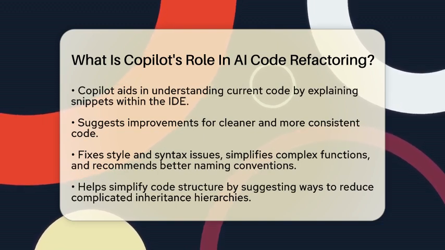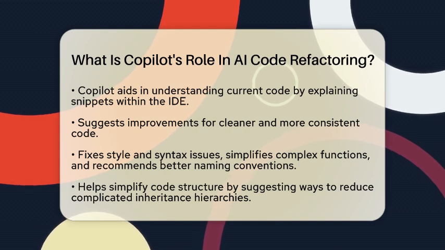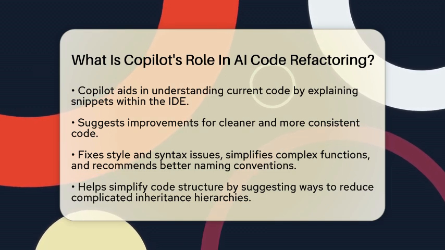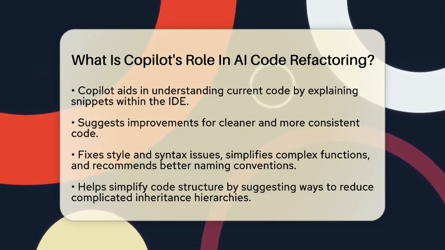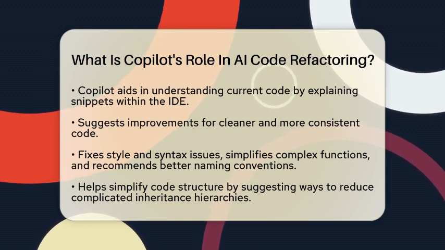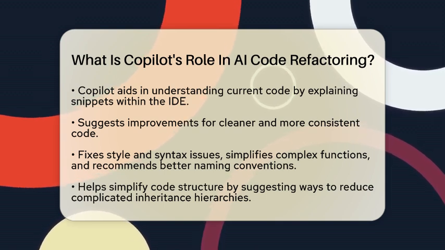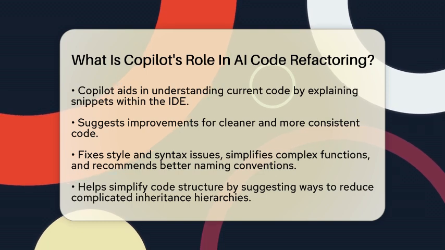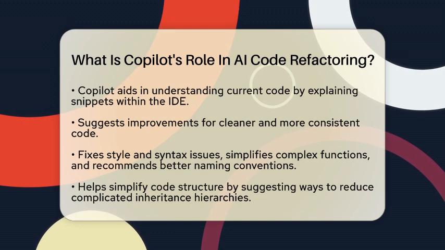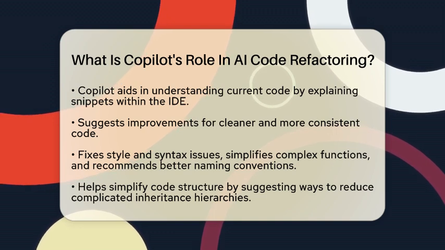Another way Copilot assists is by simplifying code structure. It can suggest ways to reduce complicated inheritance hierarchies. For example, it might recommend separating business logic from user interface components, which can make the code more manageable and scalable. Performance is also a key focus. Copilot can identify slow-running code sections and suggest more efficient alternatives. This can significantly improve the overall performance of your application.